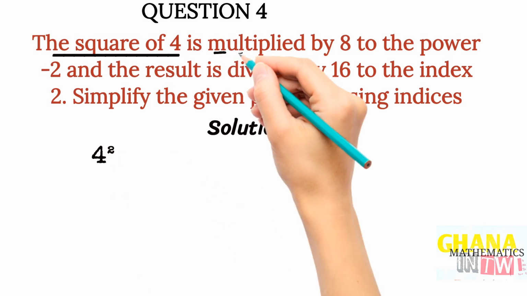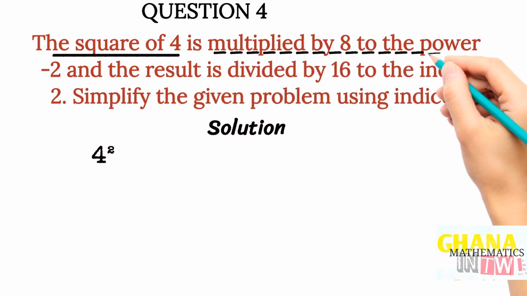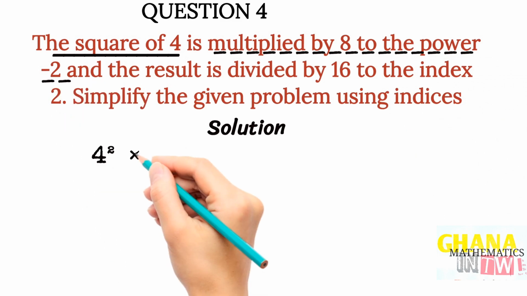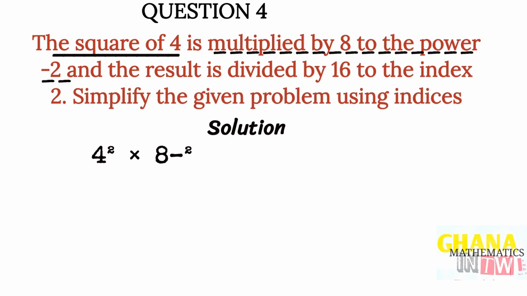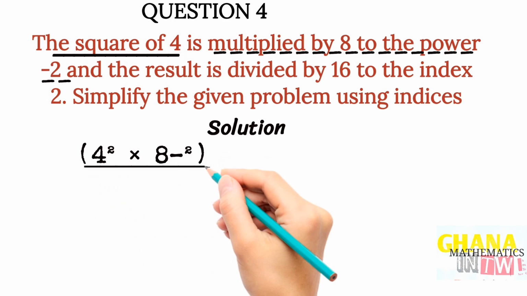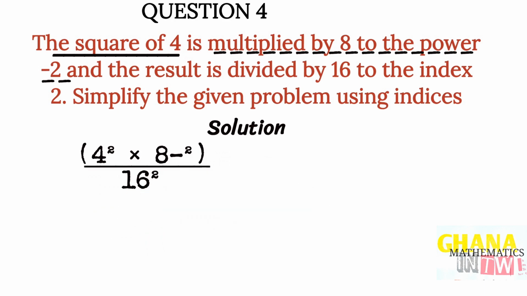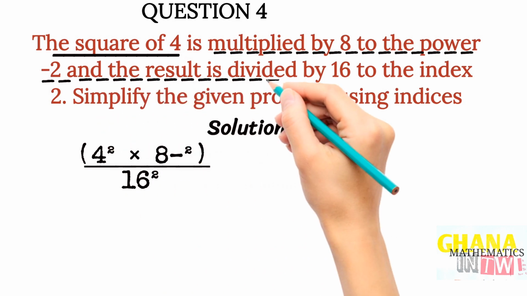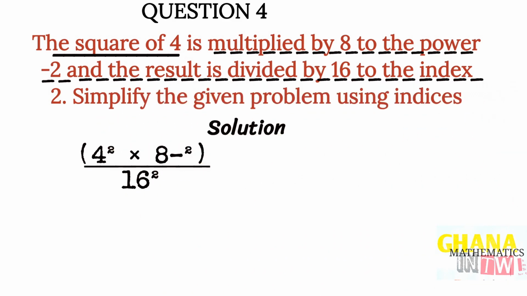Whenever they give you a word problem, you have to understand it. The square of 4 is the same as 4 square. So I've written that. And the 4 square is multiplied by 8 to the power negative 2. And this is my 8 to the power negative 2. The result, meaning everything, is divided by 16 to the index 2. And index is the same as exponent or power. So the result is divided by 16 to the power 2 or 16 to the index 2. So wherever you see the term index, it is referring to power or exponent. And we are to simplify the given problem using indices.